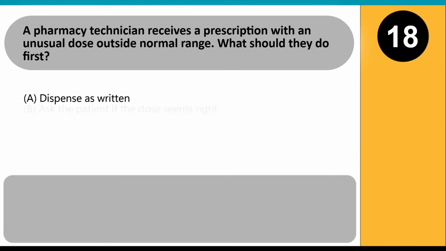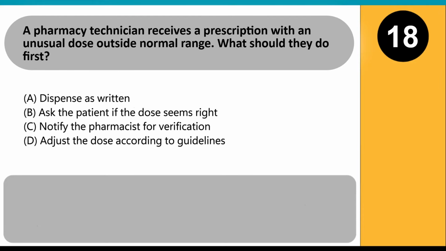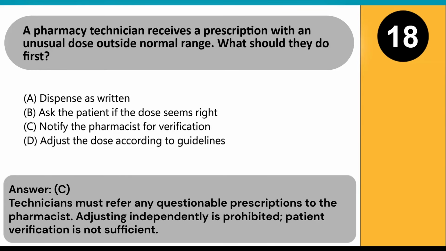A pharmacy technician receives a prescription with an unusual dose outside normal range. What should they do first? A. Dispense as written. B. Ask the patient if the dose seems right. C. Notify the pharmacist for verification. D. Adjust the dose according to guidelines. Answer: C. Technicians must refer any questionable prescriptions to the pharmacist. Adjusting independently is prohibited. Patient verification is not sufficient.